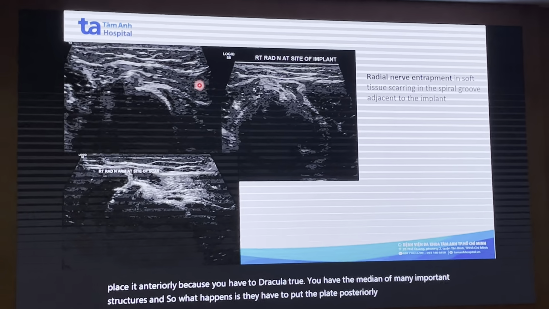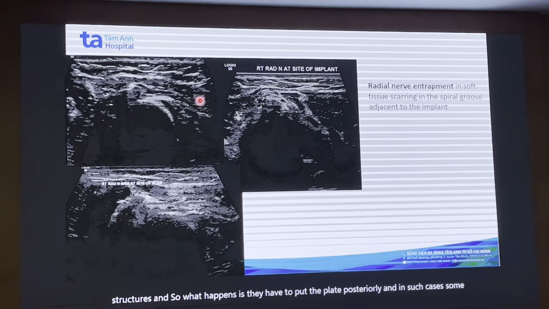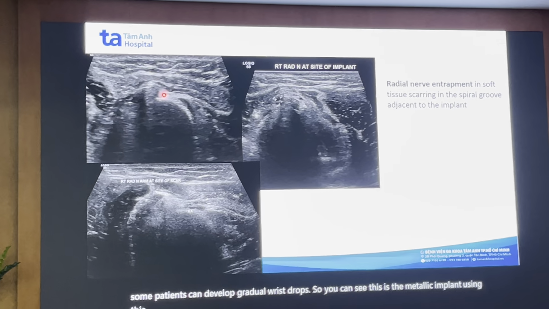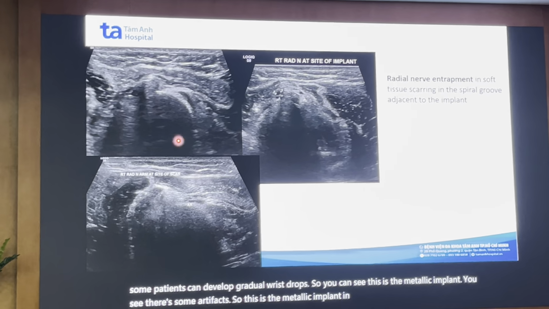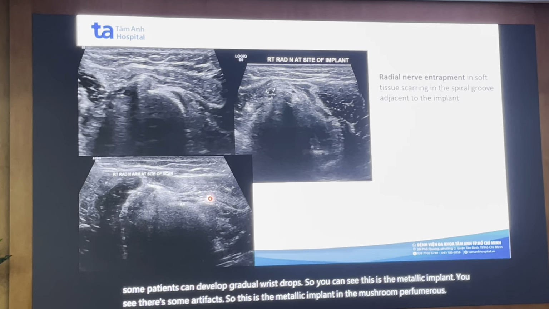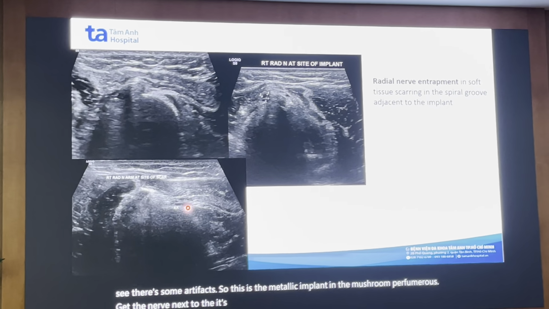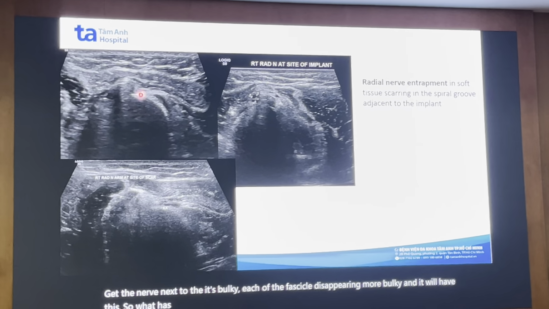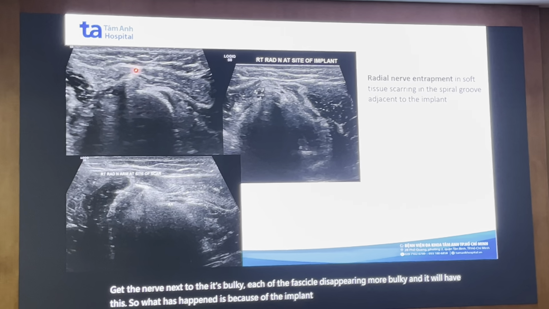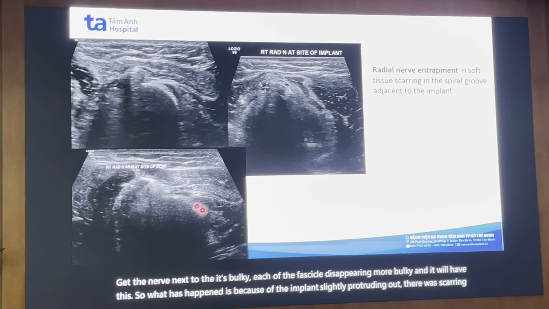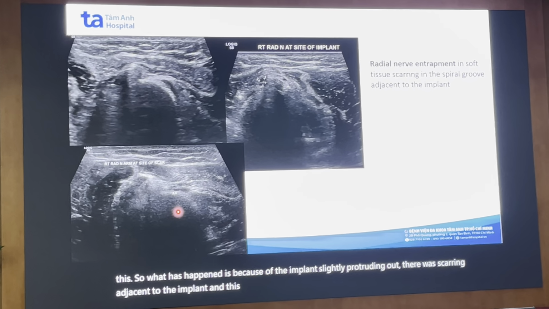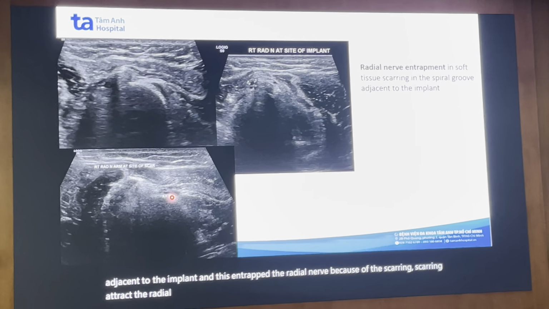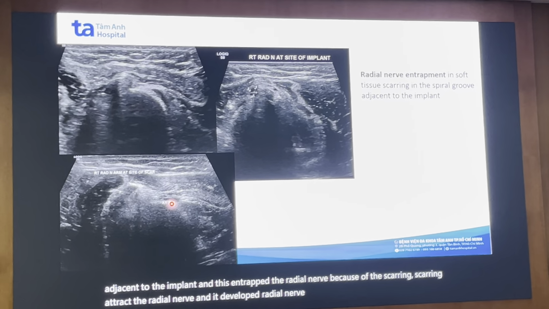And in such cases, some patients can develop gradual wrist drop. So you can see this is the metallic implant. You see there are some artifacts. So this is the metallic implant in the midshaft of humerus, and look at the nerve next to the implant. It's bulky. Each of the fascicles appears more bulky and edematous. What has happened is, because of the implant slightly protruding out, there was scarring adjacent to the implant, and this entrapped the radial nerve. Because the scarring entrapped the radial nerve, it developed radial nerve symptoms and subsequent wrist drop.